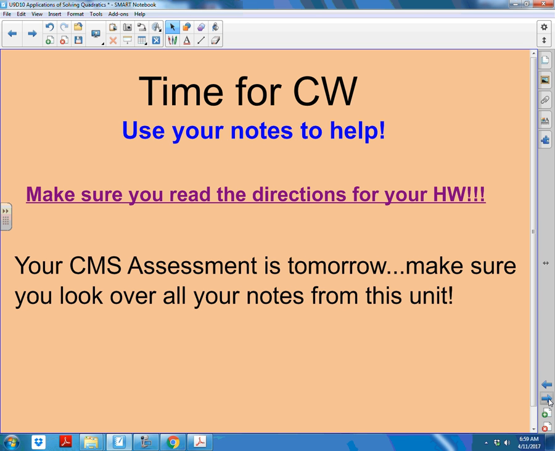And finally, guys, last thing, then I'll let you go. You have a test tomorrow. You need to make sure that you have gone over all your notes and your classwork from this unit. It is a CMS assessment. You know how those usually work. They are not multiple choice, and they are going to test how well you know what you're talking about.